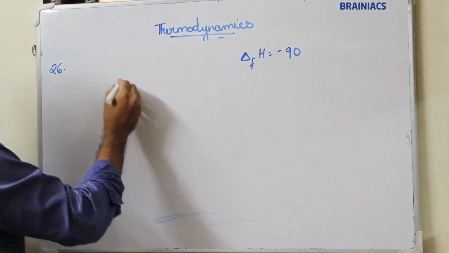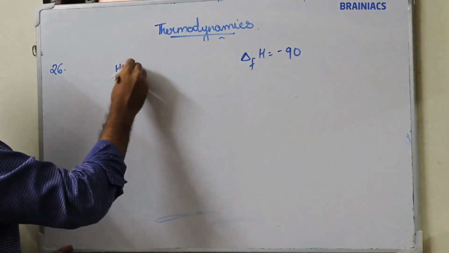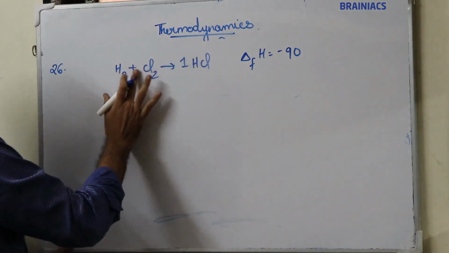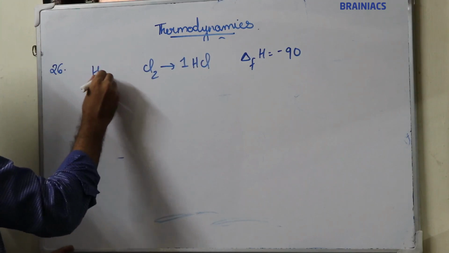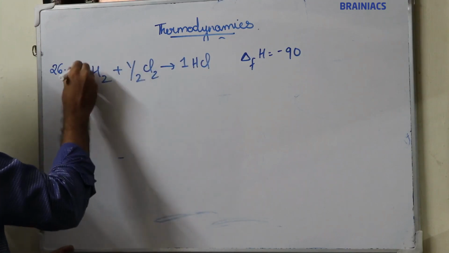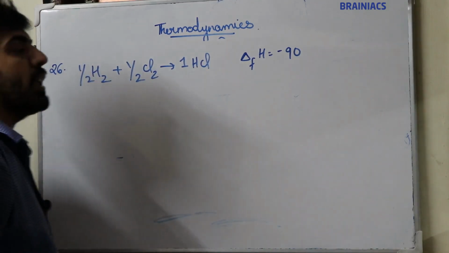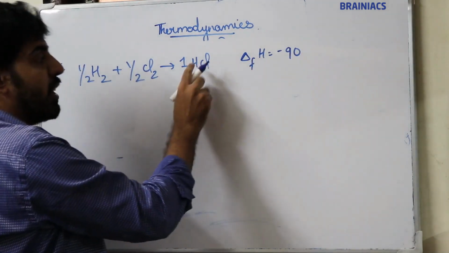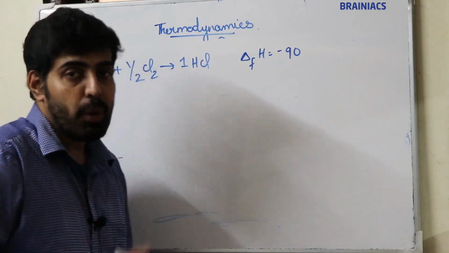What is the enthalpy of formation of HCl? H2 gas reacts with Cl2 gas giving 1 mole of HCl gas. So you have to balance the equation: H2 plus half Cl2 giving 1 HCl. The enthalpy of formation is given, and we have to calculate the bond enthalpy of HCl.